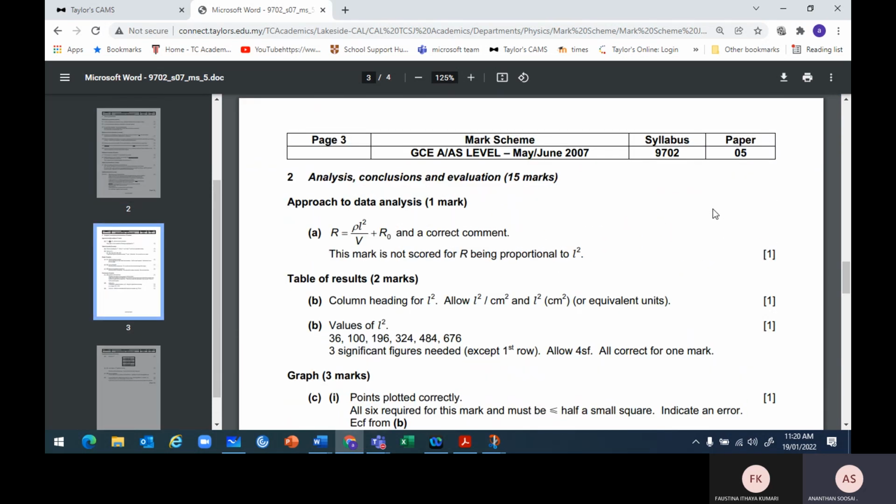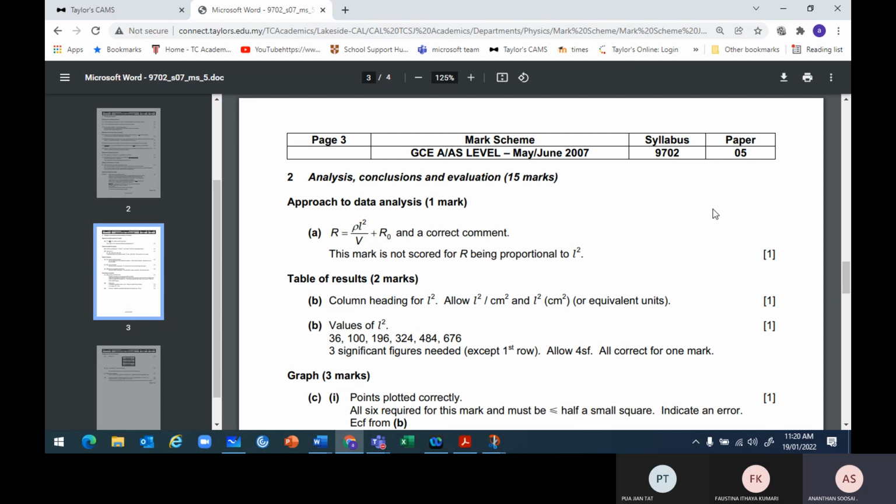Relax. Okay, let's mark yourself. Tick down which part you lose mark, out of 15. So the first mark goes for your correct gradient, correct comment. This mark is not called for R.